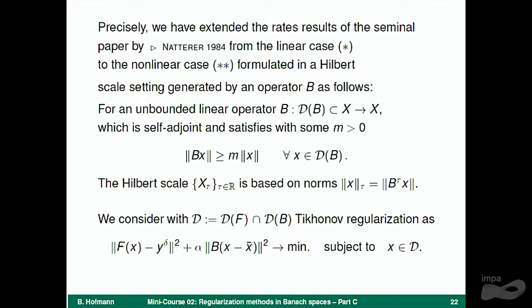So our setting is as follows. We use a linear unbounded operator B, self-adjoint, which characterizes a Hilbert scale in the well-known form. As you know, this is the scale variable tau. This is the characterizing operator. And so you get such a Hilbert scale situation, as also Natterer did for linear problems. And our D is now this intersection here, and we take Hilbert scale situations, but we write it in a standard Tikhonov form.